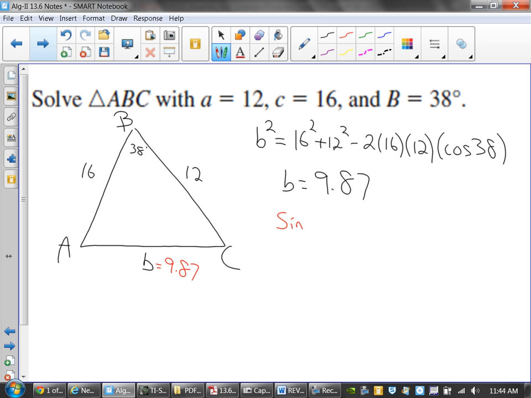So sine of A is to 12 as sine of B, which is 38, is to 9.87. And you guys know how to solve it out from there. I'm getting C as 48.46. Does anybody agree? And then angle A is very, very easy. Just subtract it out from 180.